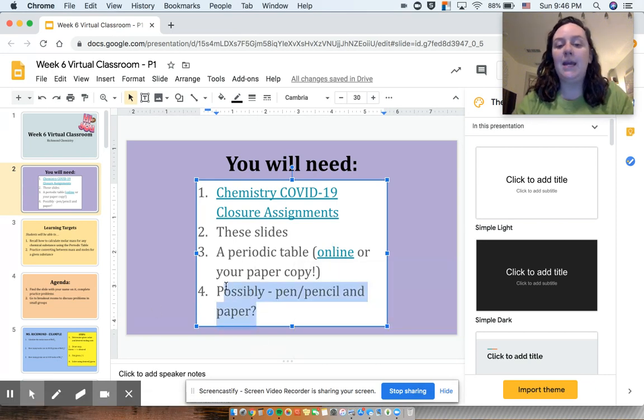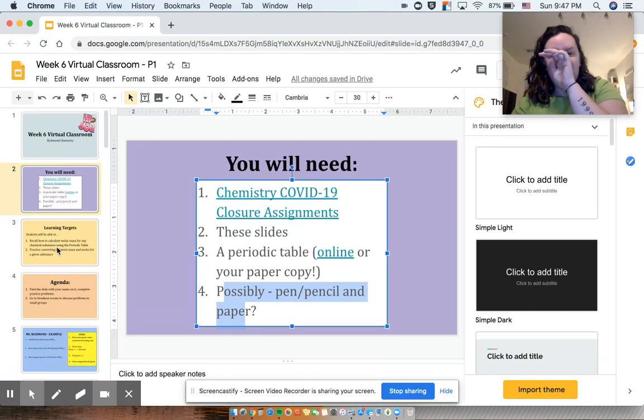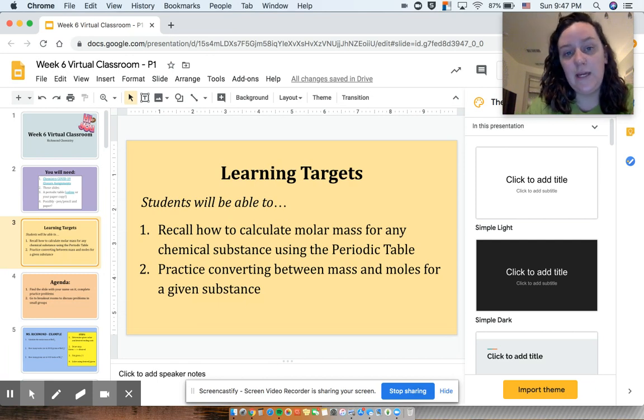And then you may need a pen or pencil and something to write on in order to do some work because there is going to be math involved. If you can do it on the screen, that's fine. You will need to show work though. So it could be uploading an image or you could do it on the actual screen. It's up to you.